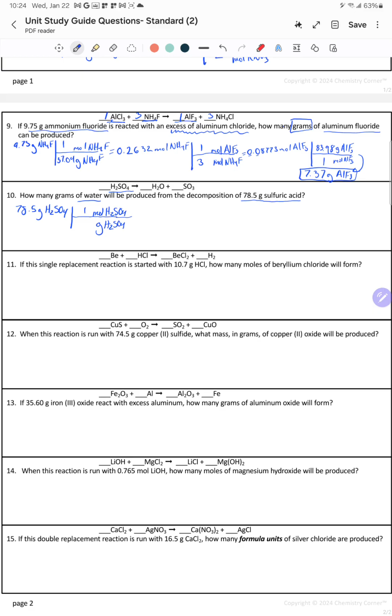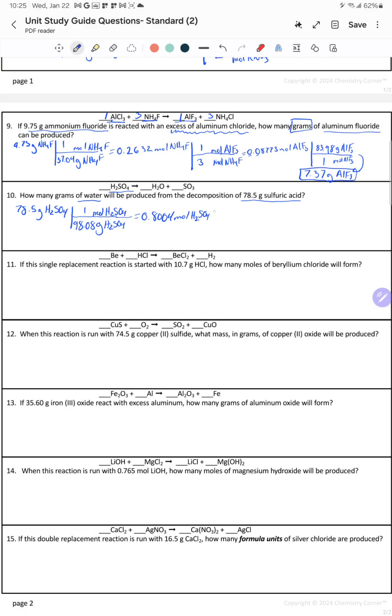So I need to look up the molar mass for sulfuric acid, and you can calculate this from the periodic table, and you would end up getting 98.08 grams per 1 mole. And then when you calculate this out, this is going to be 0.8004 moles of sulfuric acid.